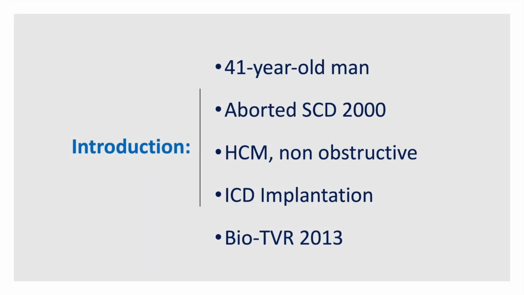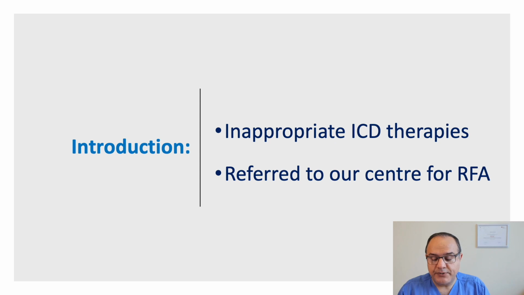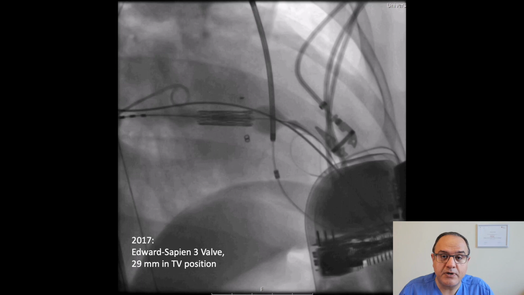The more interesting patient is the second patient, a 41-year-old man with aborted sudden cardiac death in 2000. The diagnosis at that time was non-obstructive hypertrophic cardiomyopathy. ICD was implanted in 2013. The patient received a biological tricuspid valve implantation. The admission was due to inappropriate ICD therapies because of atrial arrhythmia, and then he was referred to our center for catheter ablation. This is a video from the year 2017.